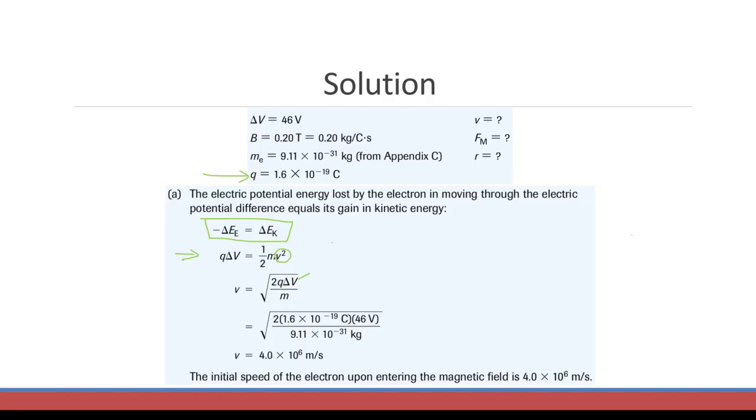Of course, we would use a negative sign, but we're not interested in that. We're interested in the speed, so we just need the magnitude. Also, that would cause problems with our square root here. So we have our Q, and our mass is given by an appendix. This would be given to you if you needed it. So from our appendix, it is 9.11 times 10 to the negative 31 kilograms. So we plug all that in, we get our V of 4 times 10 to the 6 meters per second. And so the initial speed of the electron upon entering the magnetic field is 4.0 times 10 to the 6 meters per second.